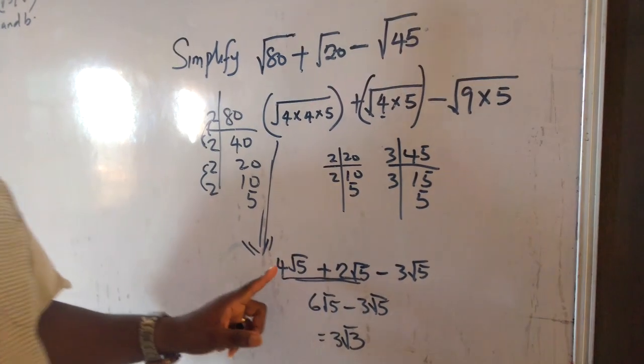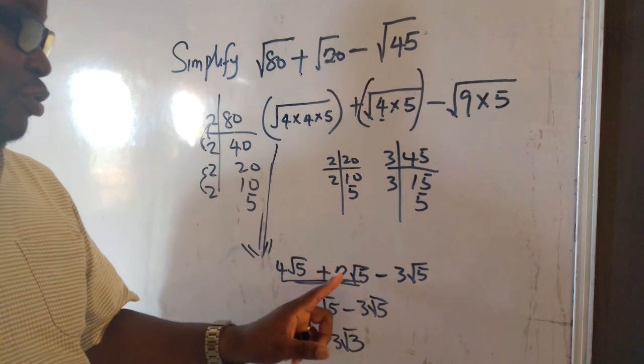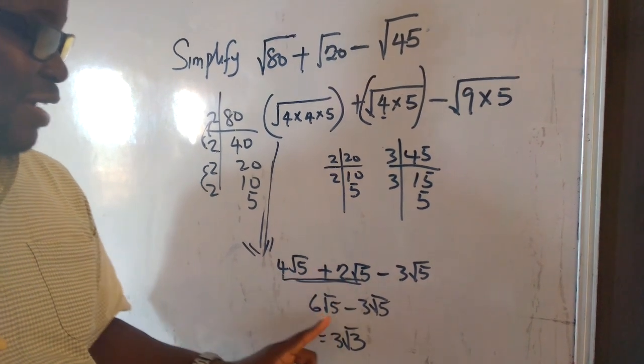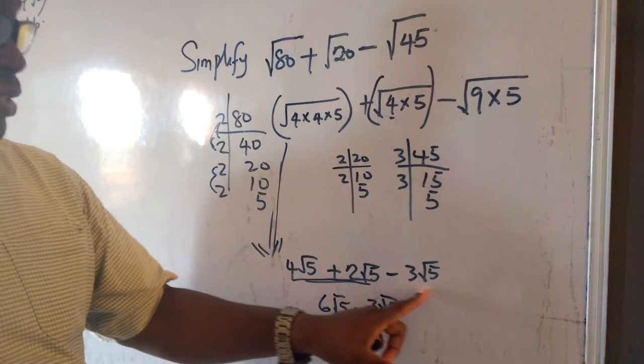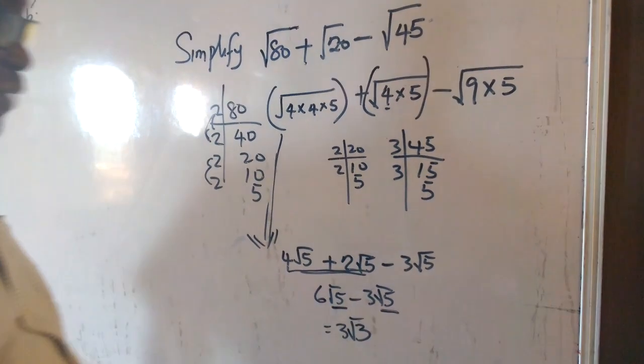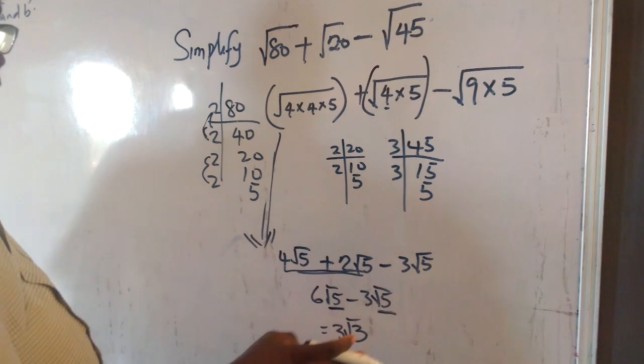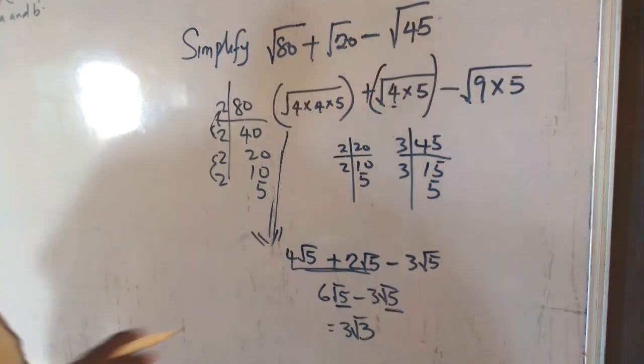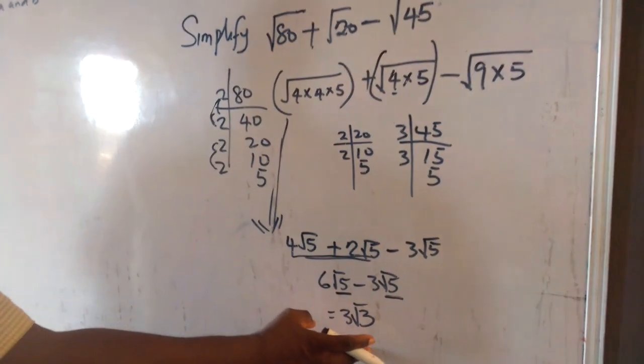They are common. So 2 plus 2 root 5 plus 4 root 5 plus 2 root 5 gives me 6 root 5 minus 3 root 5. Because they are still common, they are both having root 5. So 6 root 5 minus 3 root 5 gives me 3 root 5. That is my final answer.